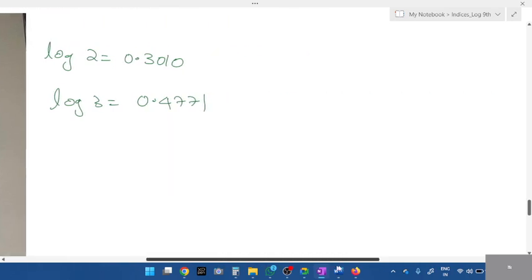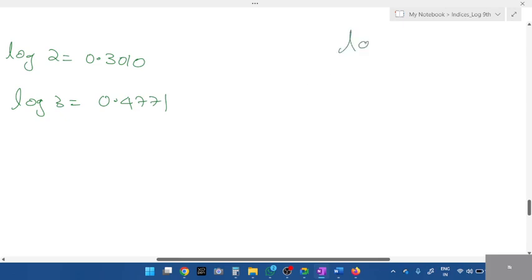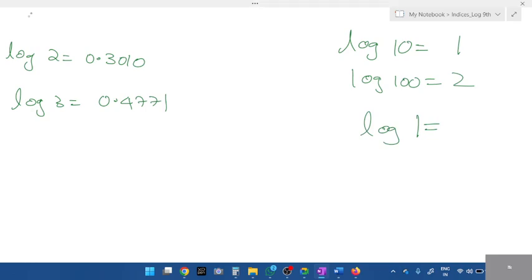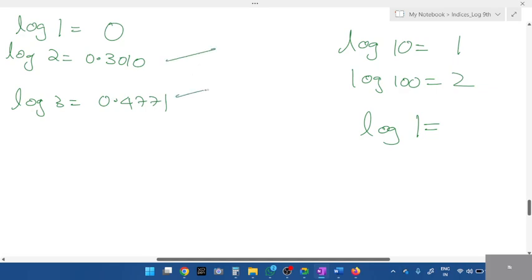0.4771. Now, looking at these values, you might get confused. Look here. Log 10. How much is log 10? 1. Log 100. 2. Then I told you all to memorize log 1. How much is log 1? 0. Below that, write all these values. Log 1 is 0. Log 2 is 0.30. Log 3 is 0.4771. And in exam, mostly they'll give you this value. So don't have to worry about this.